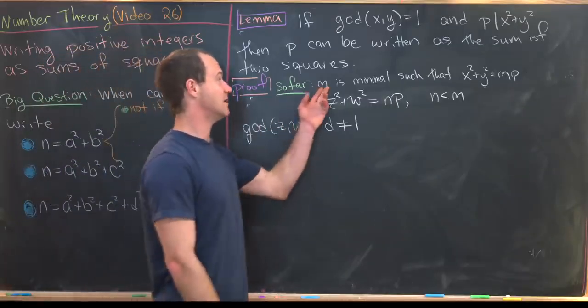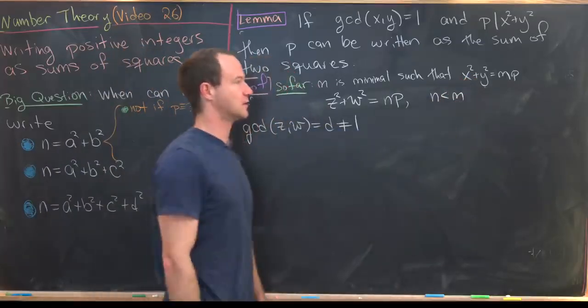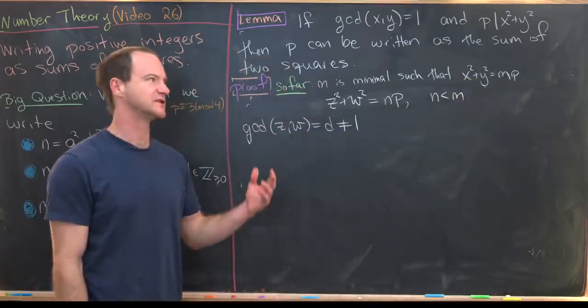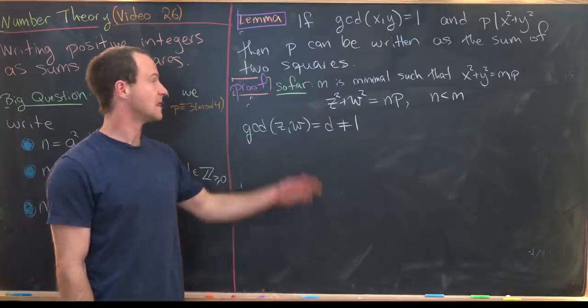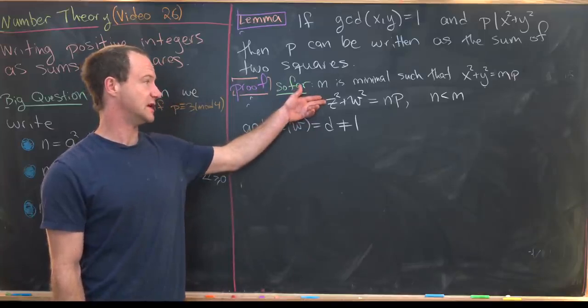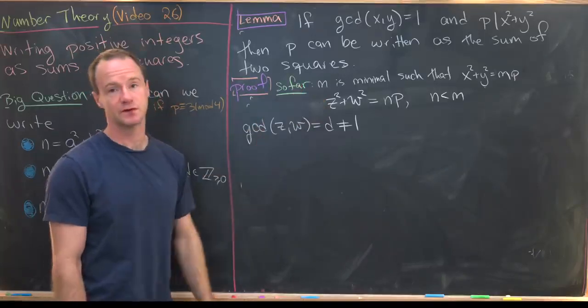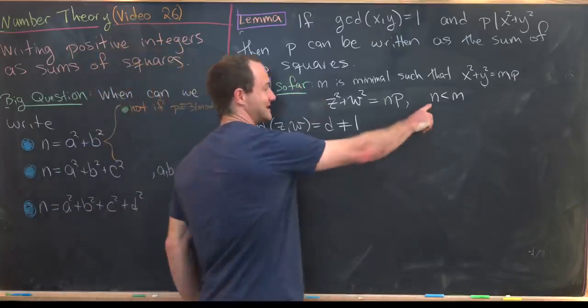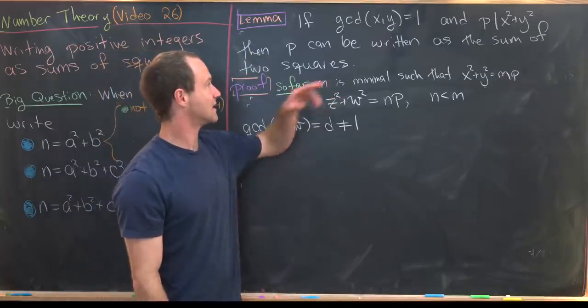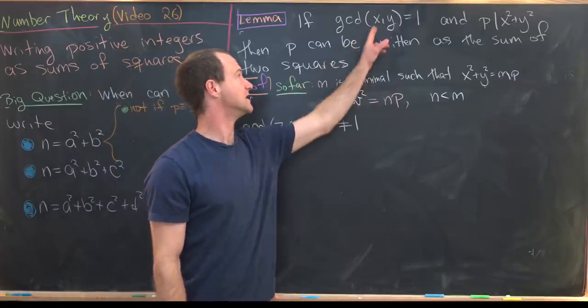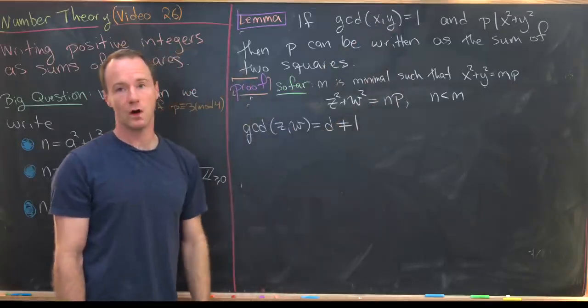So again, M was minimal such that x squared plus y squared was equal to MP. In other words, it was the minimal multiple of P that could be expressed as the sum of two squares. But then we got another multiple of P that could be expressed as the sum of two squares, where this N was less than M. So the minimality was dependent on the GCD of x and y being 1.